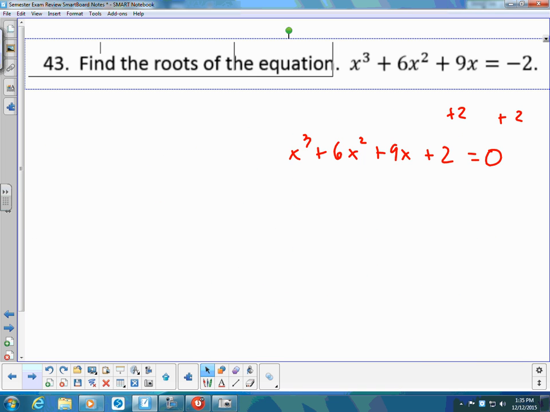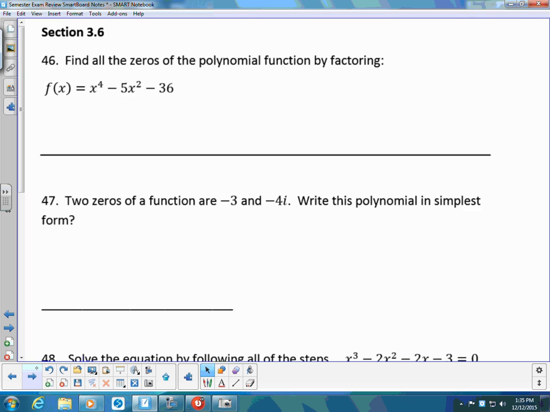All right, let's take a look at number 46. This is section 3.6. It says find all the zeros of the polynomial function by factoring. So if we want to factor x to the fourth minus 5x squared minus 36, we can notice that this is an even power, this one is half of that even power, and this is a constant. So it may be possible to factor this using product sum. The product would be 1 times -36, so that's -36, and the sum is -5.